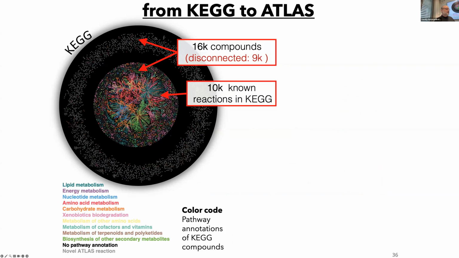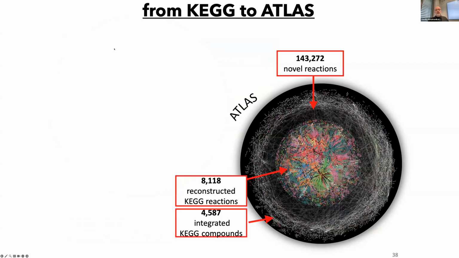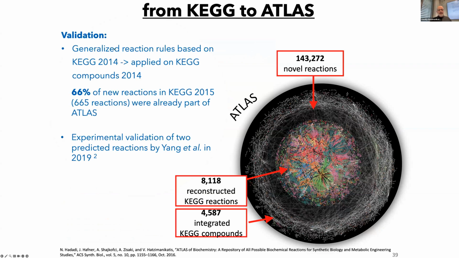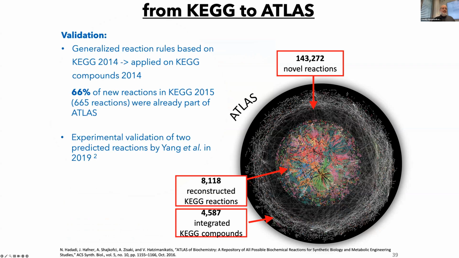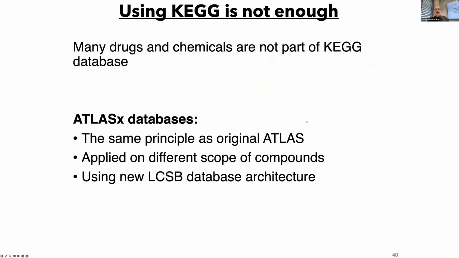This is how the KEGG representation looked like with the reactions and the different compounds. And you can see here a lot of what we call orphan compounds. These are compounds that are not connected by any reaction, but they're just in the database. And then when we applied these rules, not only did we increase the number of reactions, what we call novel reactions, by more than 100,000, but we were also able to connect these orphan compounds. And then, these are some general statistics. And then, of course, sky is the limit. So what is the next step?